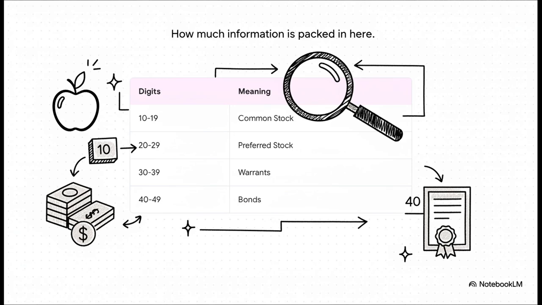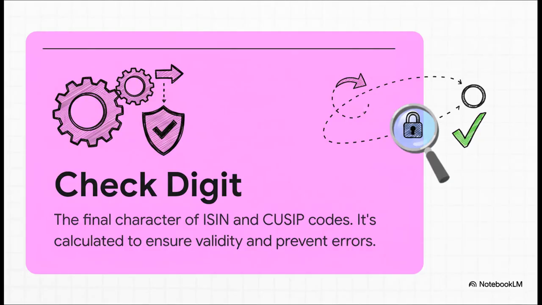The next 2 digits tell you the type of security. Apple's is 10, which, as you can see, falls right in the range for common stock. If this were a bond, it would probably start with a 4. How cool is that? And finally, both of these codes end with something called a check digit. This is a very clever sort of self-correcting feature. It's a single number that's calculated from all the other characters in the code, just to make sure the sequence is valid and there are no typos.